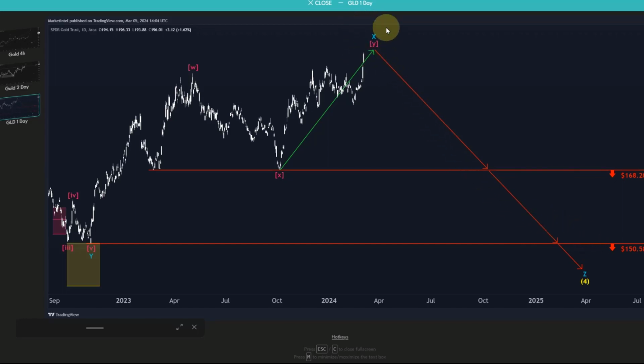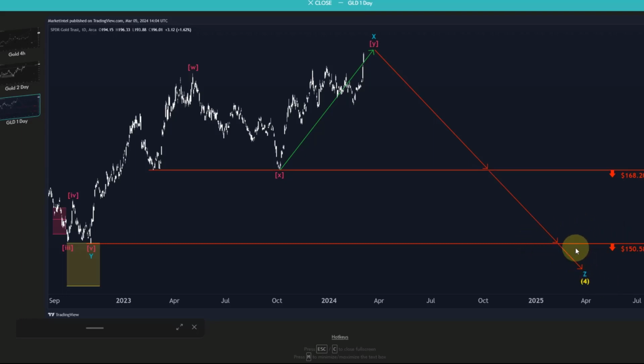But also here we should be close to completing this overall correction before we then move down further. And in the process of completing that Z wave, we would expect the market to break below the X wave low, magenta wave X. That is also going to be structural support. You see here early in 2023, the market also found some support in that region around $168. And then we should also see it break below that level and then below $150.58, which is another level of support to complete this overall fourth wave correction.